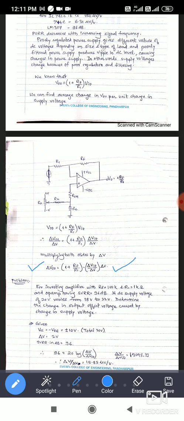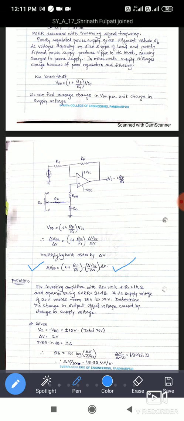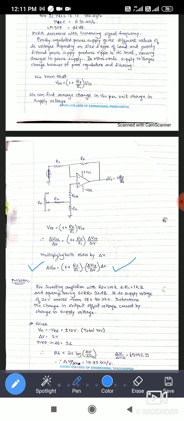So today we can solve one example based on the power supply rejection ratio, or supply voltage rejection ratio. Theoretically we have discussed it, so one numerical problem we can solve.